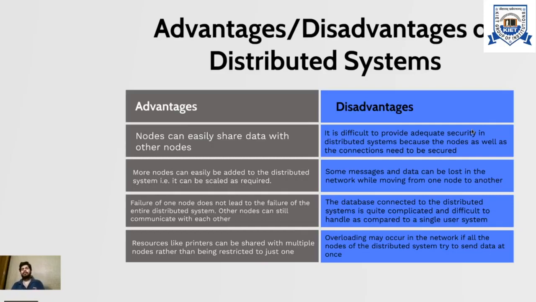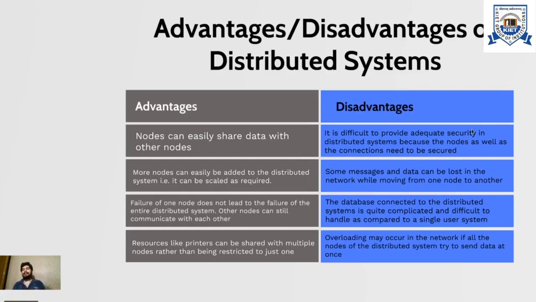Now let's talk about disadvantages. It is said that it is difficult to provide adequate security in a distributed system because the nodes as well as the connections need to be secured. In a distributed system, there are nodes and there are high performance interconnects, or I would say networks, which are providing communication. We need to secure both of them. First is the node and second is the network, because if you are sending data from location A to B, there are chances that the data can be exploited through eavesdropping.